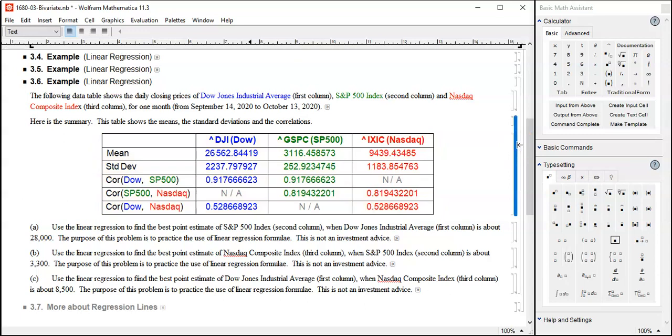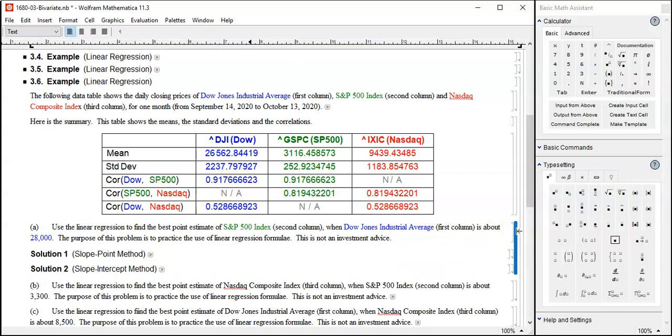Now, let us use the linear regression to find the best point estimate of S&P 500 index, the second column, when the Dow Jones Industrial Average is about 28,000. So, we want to find the green S&P 500 when we know that Dow Jones blue is about 28,000. That's the problem. By the way, the purpose of this problem is mathematical exercise to practice the use of linear regression formula. This is not investment advice. I want to make sure of that.